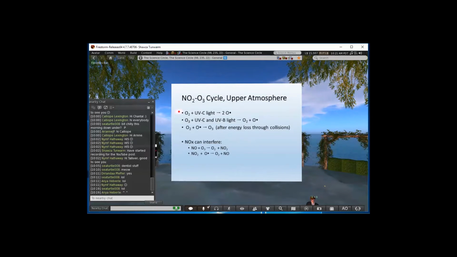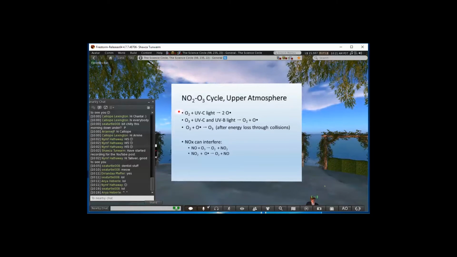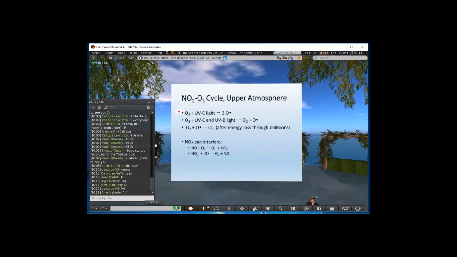Oxygen in the first step can absorb some UVC light. UVA, UVB, UVC are 3 different wavelength regimes of ultraviolet light, and UVC is, I think, shorter than 250 nanometers. It's really kind of on the border of almost being X-rays. UVC light is really nasty, and it does not penetrate the atmosphere.